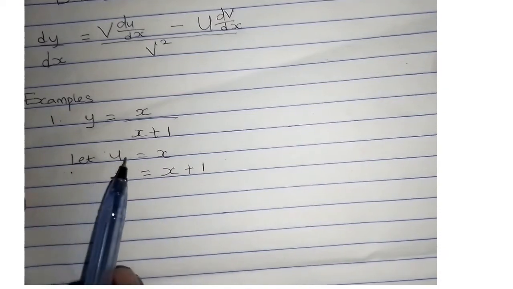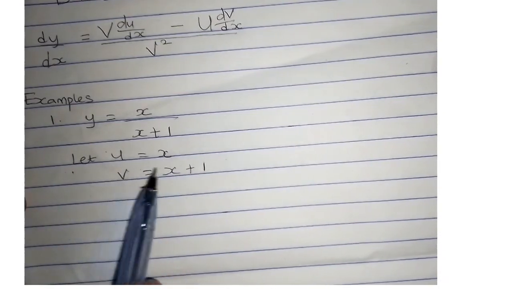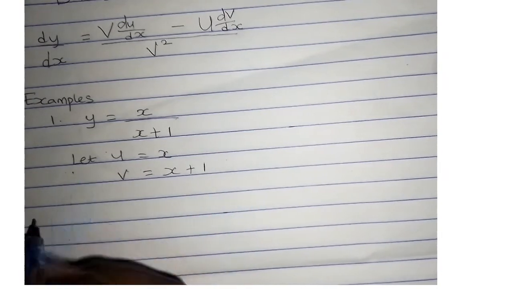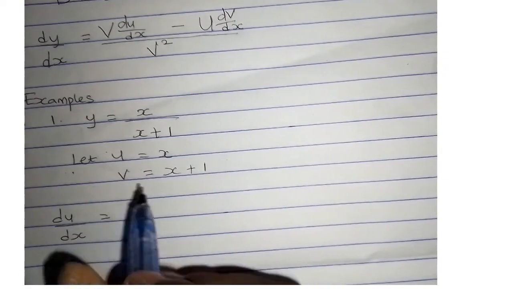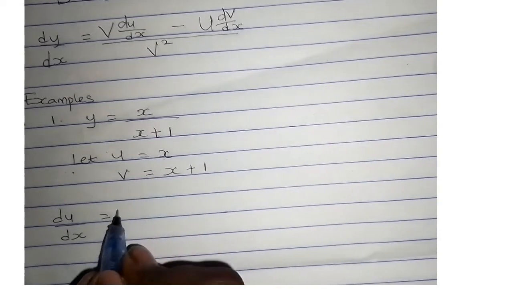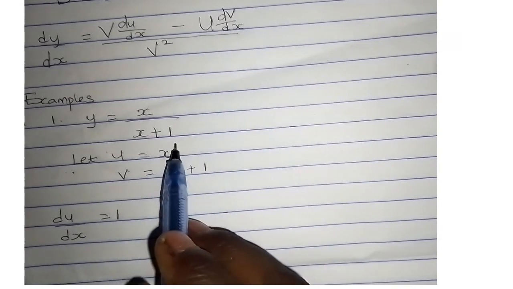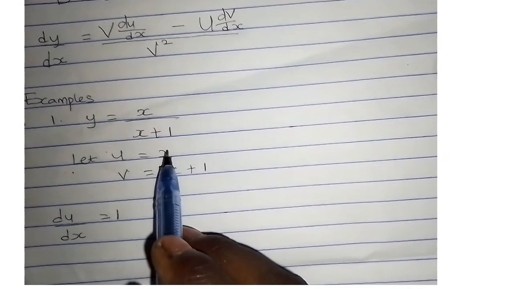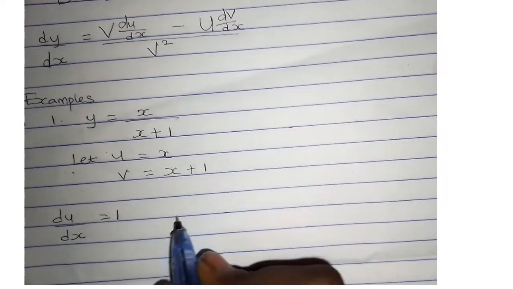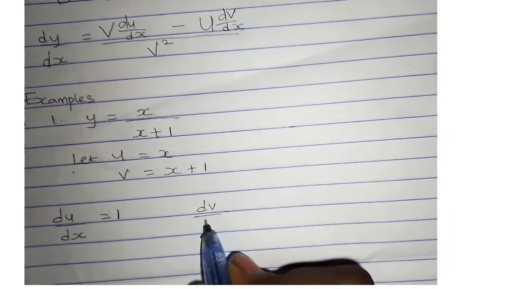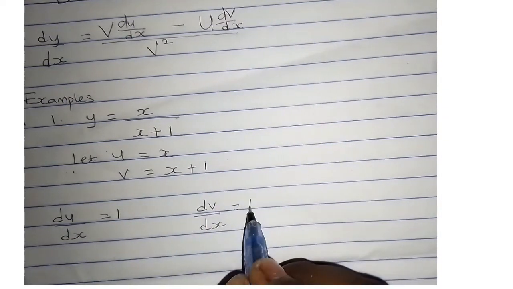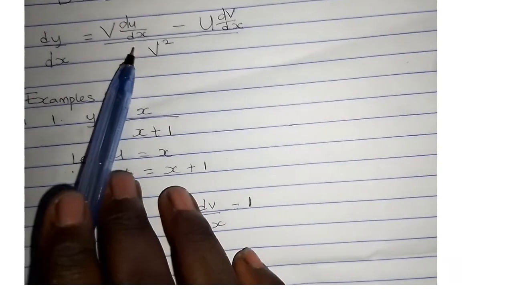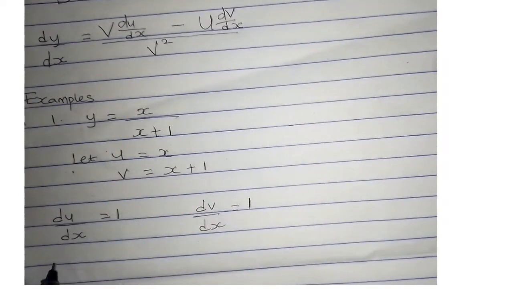So we're going to differentiate u with respect to x and v with respect to x. So we are going to have du/dx. When you differentiate x, you're going to have 1, because x is raised to the power of 1, and 1 minus 1 is 0. Anything raised to the power of 0 is equal to 1. When we differentiate v with respect to x, dv/dx, we're still going to have 1.